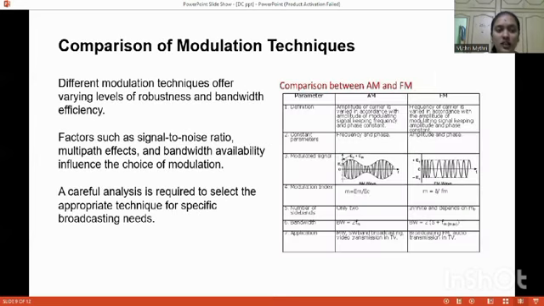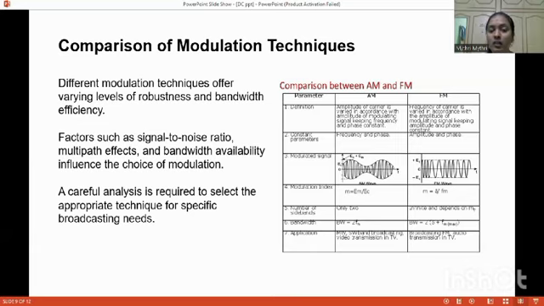Comparison of modulation techniques. Different modulation techniques offer varying levels of robustness and bandwidth efficiency. Factors such as signal to noise ratio, multipath effects, and bandwidth availability influence the choice of modulation. A careful analysis is required to select the appropriate technique for specific broadcasting needs. Let me compare between AM and FM.